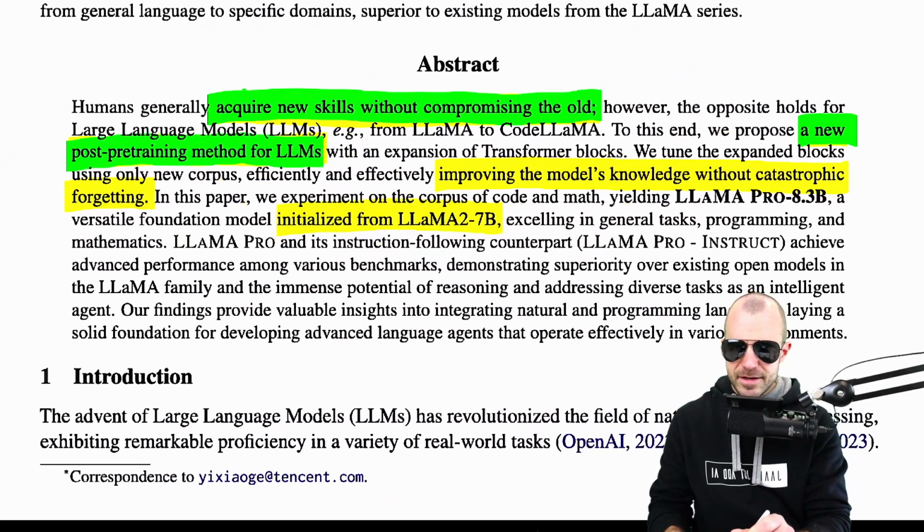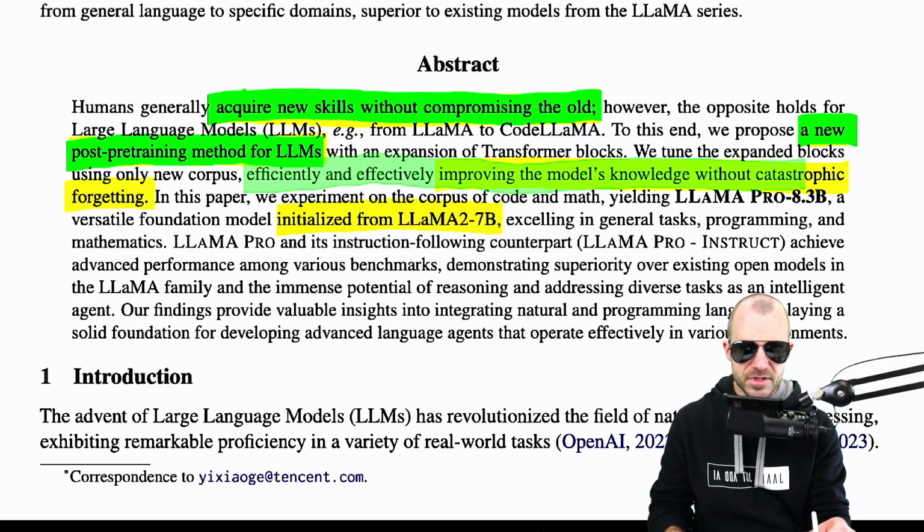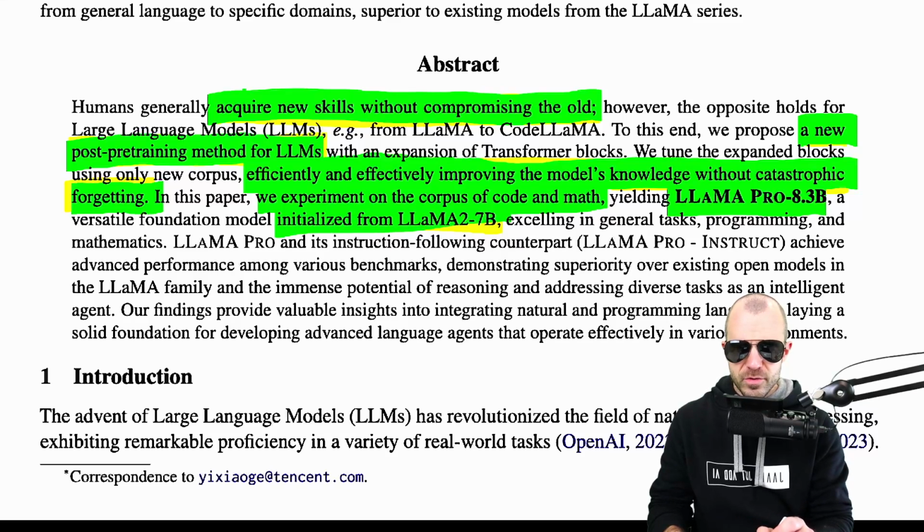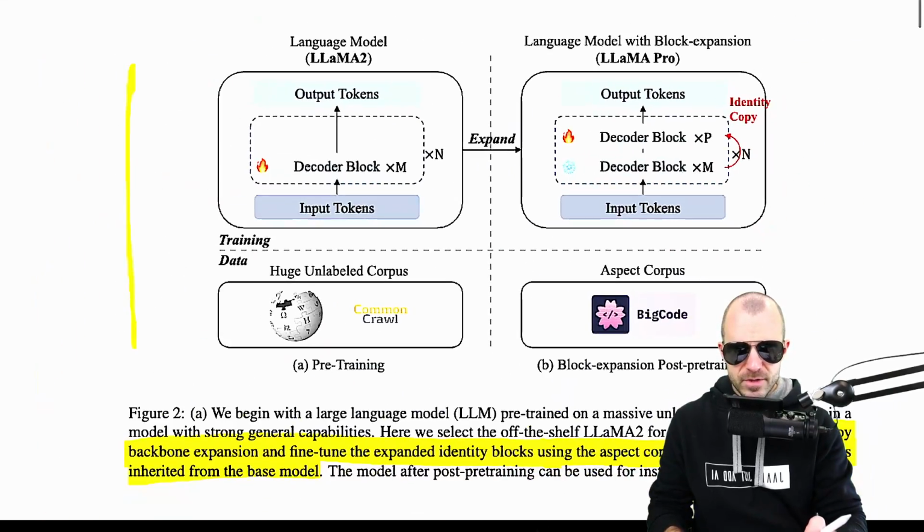They say they can efficiently and effectively improve the model's knowledge without catastrophic forgetting. They say we experiment on a corpus of code and math, yielding a new model that is initialized from LLaMA 2B, excelling in general tasks, programming, and mathematics. How do they do it?